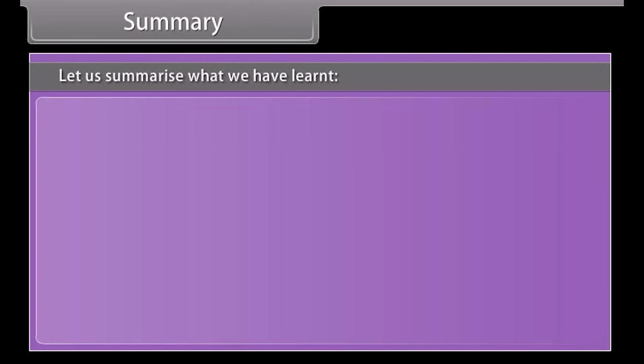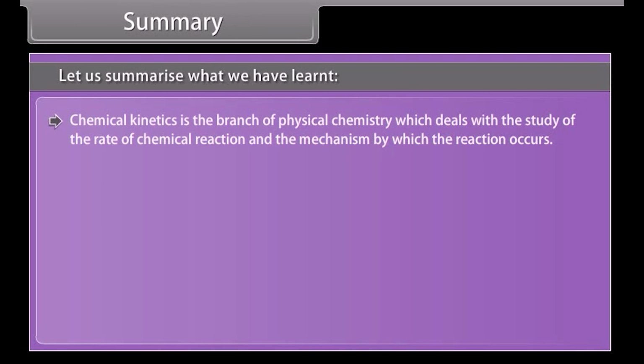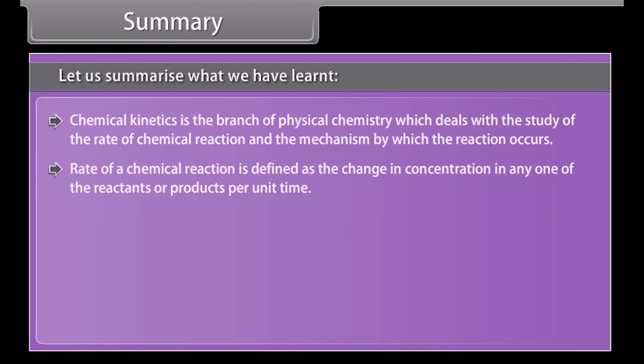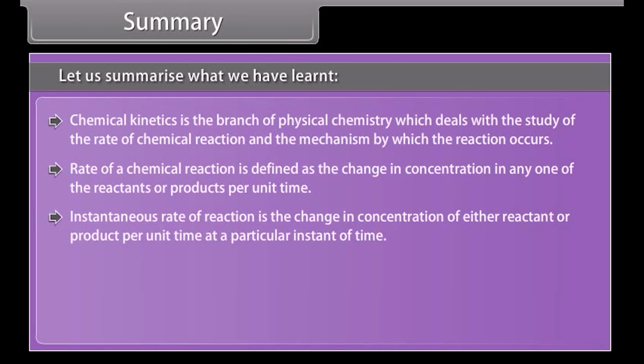Summary. Let us summarize what we have learned. Chemical kinetics is the branch of physical chemistry which deals with the study of the rate of chemical reaction and the mechanism by which the reaction occurs. The rate of a chemical reaction is defined as the change in concentration of any one of the reactants or products per unit time. Instantaneous rate of reaction is the change in concentration of either reactant or product per unit time at a particular instant of time.